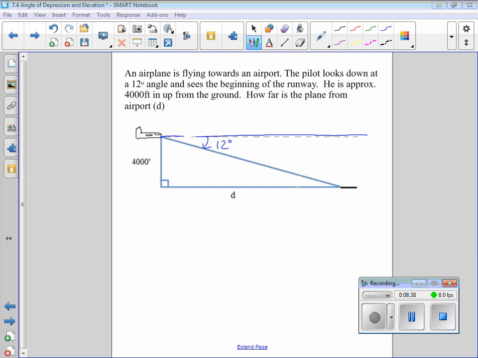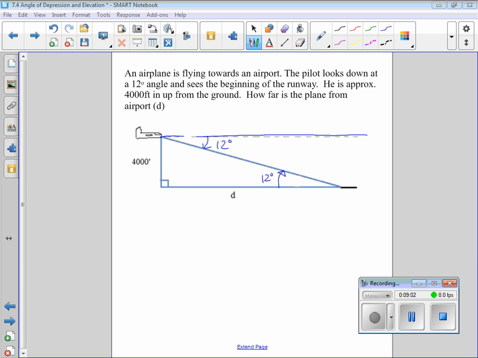What I usually do is I know that the angle of depression for the airplane is the same angle down here. So I'll write 12 degrees down here. If somebody was standing down at the end of the runway, it would take 12 degrees of looking up to see the airplane at the same time. So now I have the 12 degrees in the proper spot of the triangle.